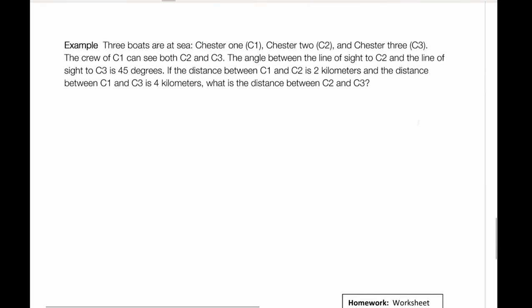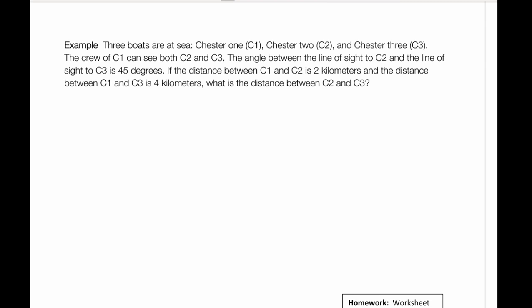However, for the next example, we're not given any triangle and we're going to have to basically draw this. So in the example, there are 3 boats at sea: Chester 1, Chester 2, and Chester 3. The crew of C1 can see both C2 and C3. The angle between the line of sight to C2 and the line of sight to C3 is 45 degrees. If the distance between C1 and C2 is 2 kilometers, and the distance between C1 and C3 is 4 kilometers, what is the distance between C2 and C3?